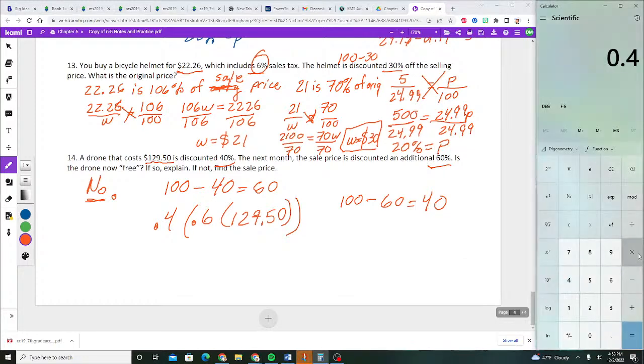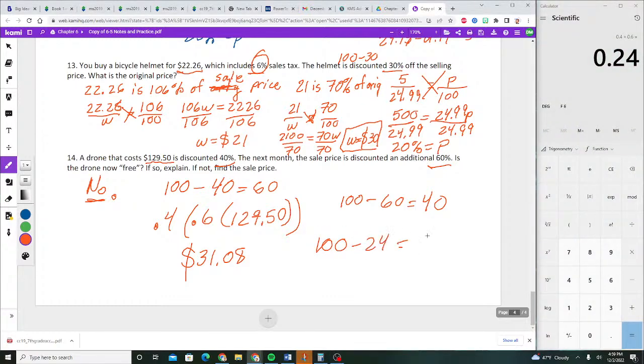So the new price of the drone would be $31.08. But more importantly, it would be 0.4 times 0.6, which is 24% of the original price, which means that 100 minus 24 is 76. So we've actually had a 76% discount. So it's by no means a 100% discount. All right, thanks.